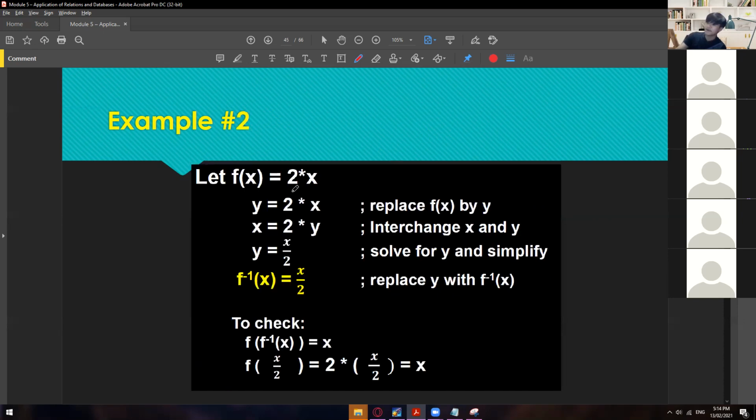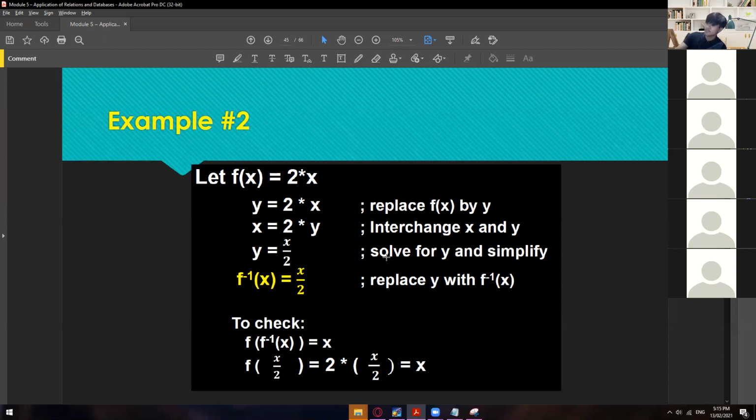So this is a formula wherein it is asking us for the inverse function. We actually have 4 steps to do that. The first one here is replace f of x by y. Your f of x will become y, which is now this one. Next is interchange x and y. So your y here will go to this x, and your x here will go to your y. So this is now the second step.